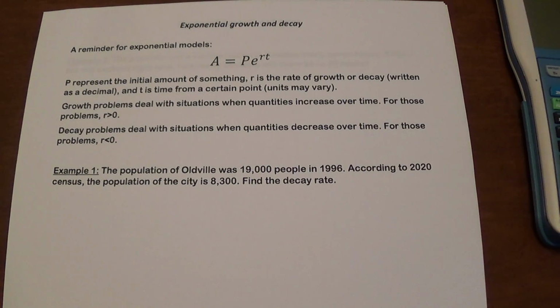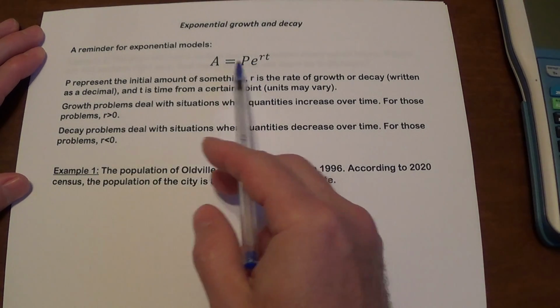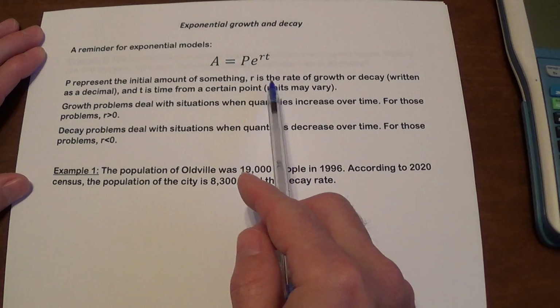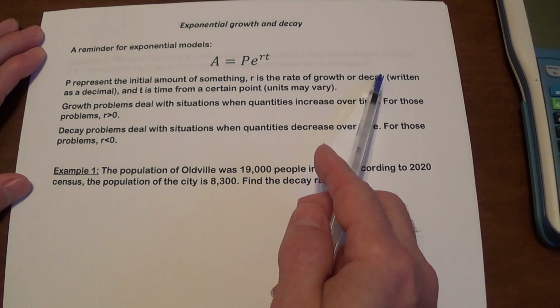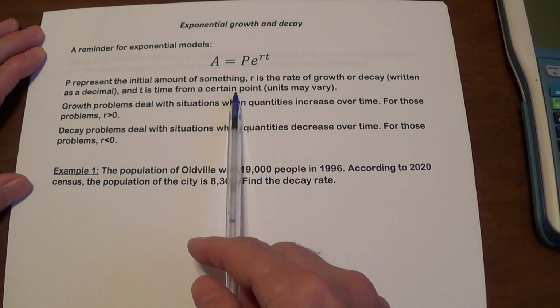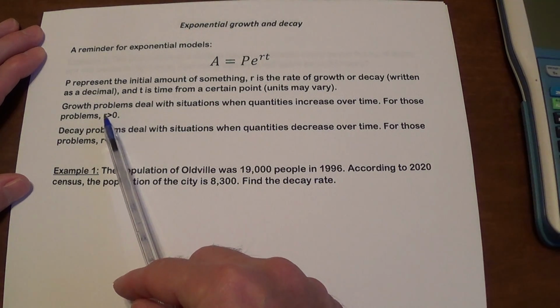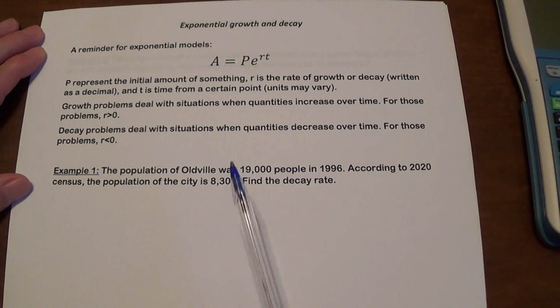Hi, we are going to talk about exponential growth and decay, but we are going to take problems that are a little bit more advanced. And this is the formula we use, where P is the initial amount of something, R is the rate of growth or decay. It's going to be written as a decimal, and T is time. In growth problems R is positive and in decay problems R is negative.